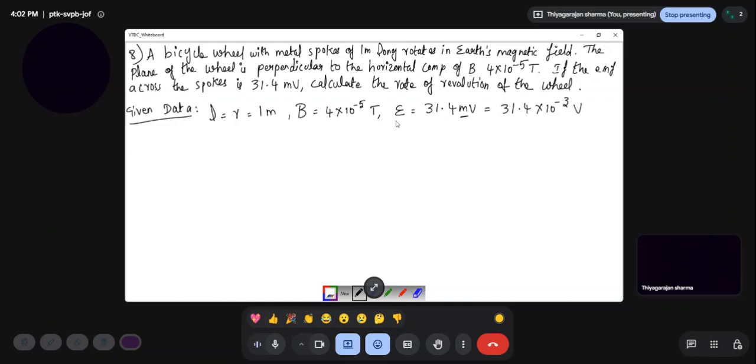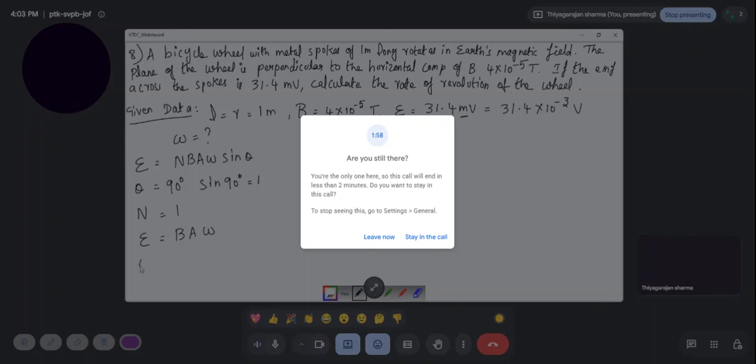And now you have to calculate the rate of revolution of the wheel. So you have to find the value of omega. As I already said, we don't have a direct formula for rate of revolution, so we can move to the formula of induced EMF: E is equal to NBA omega into sine theta, where theta is 90 degree, so sine 90 degree is equal to 1. And if the number of turns N is considered as 1, then the induced EMF is equal to BA omega. So from this, the rate of revolution omega is equal to induced EMF divided by BA.